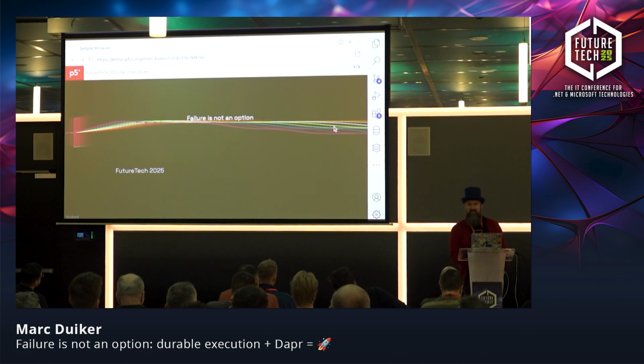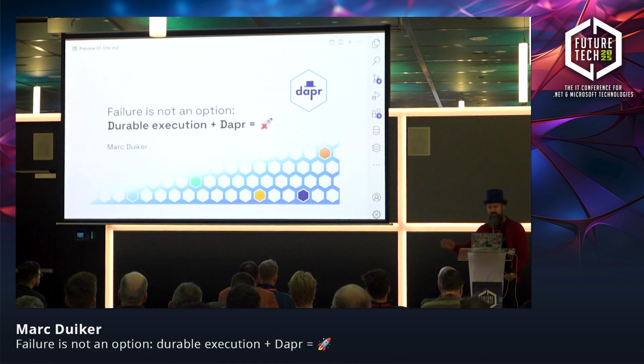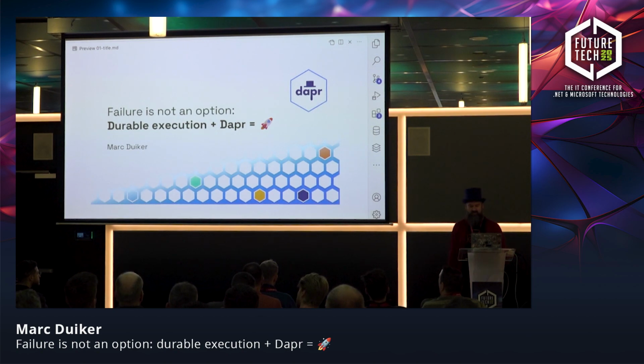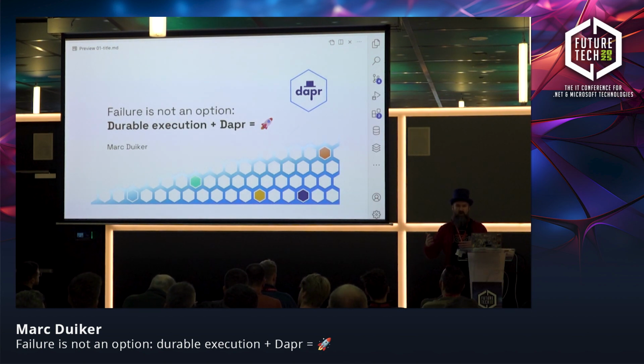Failure is not an option. Durable execution plus Dapr is rocket emoji. Yeah, when I wrote this title a long time ago, I didn't really know how I would actually pronounce this title. So I don't know. Durable execution plus Dapr is amazing. I think that closely reflects my thoughts. But maybe next time I won't use an emoji, but something else. But yeah, at least it got me through the call for papers selection. So that's good, I guess.